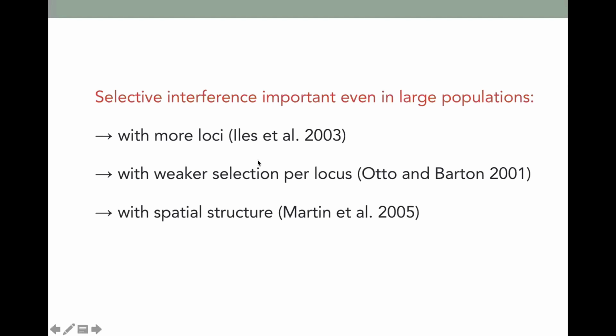Furthermore, if there are more loci, if there's weaker selection per locus, and if there's spatial structure so that drift happens within your local deme, then even in large populations, even in infinitely large populations, as we showed in this last study, selective interference can be important and drive the evolution of sex and recombination.